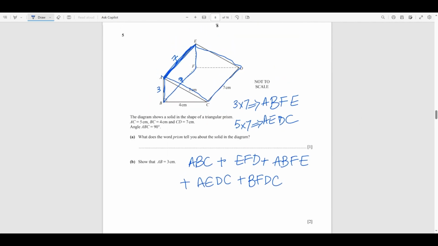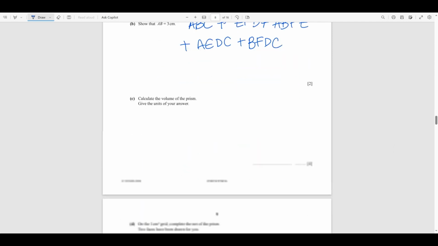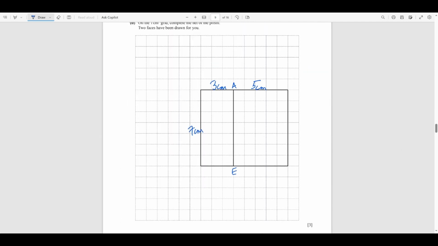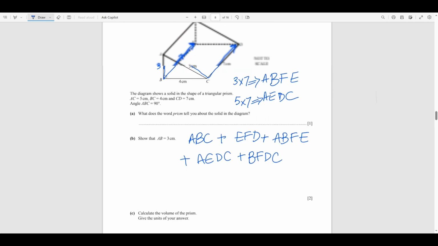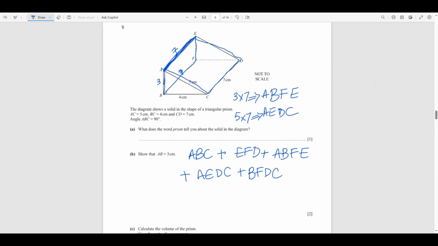Now from A to B, it has to be 3. And from A to C, it has to be 5, right? So if this is A, then from A to B it had to be 3, and from A to C it had to be 5 because of what's been given, right? So we just have to label the dimensions, and then we are good to go.